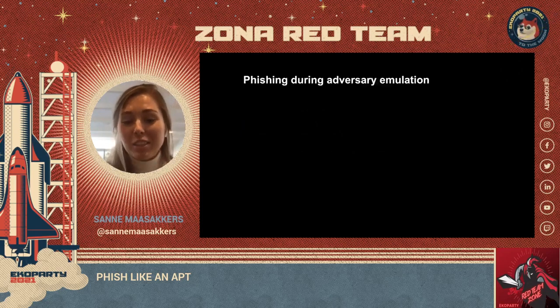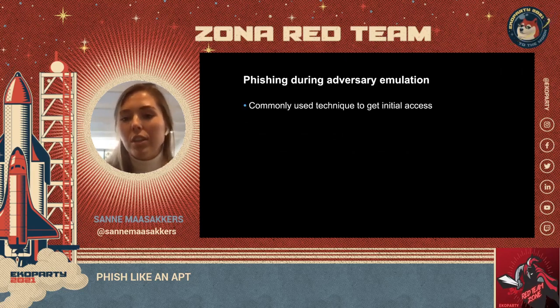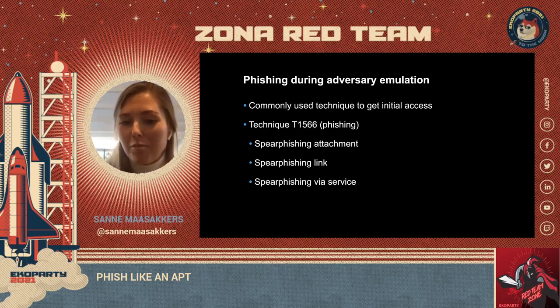So this presentation is about phishing during adversary emulation. And what do we know about phishing and adversary emulation? Well, we know that phishing is a commonly used technique to get initial access. Research shows that around 90% of all attacks start with a phishing email. And there are a couple of ways to obtain initial access. Our friends at MITRE define three ways within the technique T1566 called phishing. Those three are the spearphishing attachment, the spearphishing link, and spearphishing via a service.